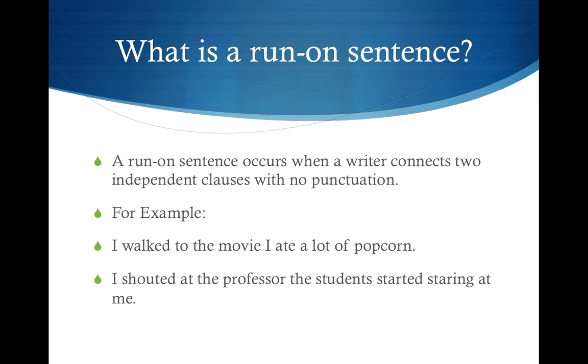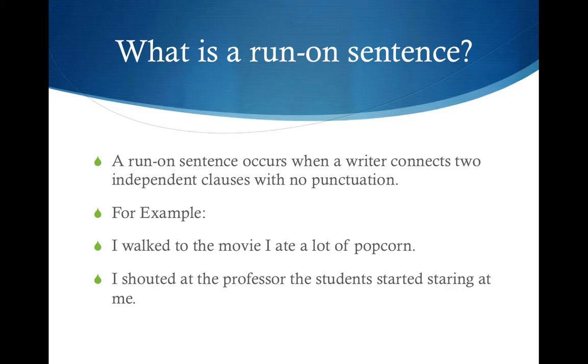So the first one is: I walked to the movie I ate a lot of popcorn. So you see here there is no punctuation at all between the two independent clauses. The first independent clause is I walked to the movie. The next independent clause, I ate a lot of popcorn. Each alone can stand on its own. They're complete sentences. Now, if you have two independent clauses together, you want to have some sort of punctuation in between them. So you can use a coordinating conjunction, you can use a semicolon, or you could just use a period to fix that mistake.